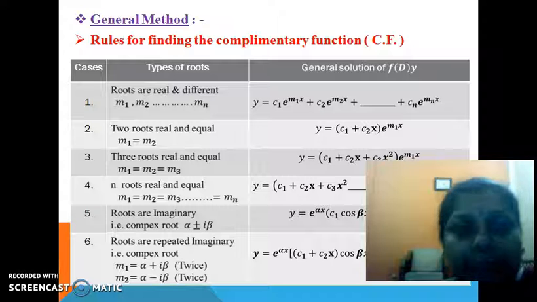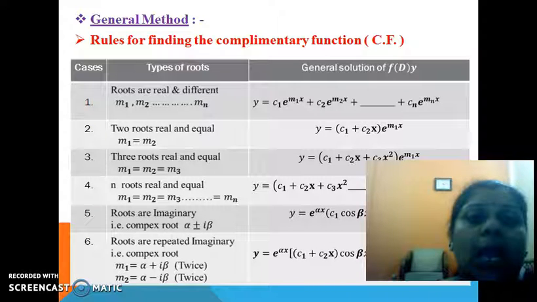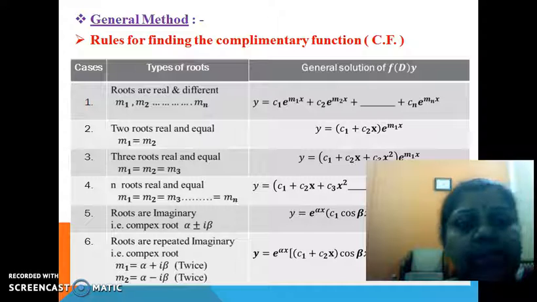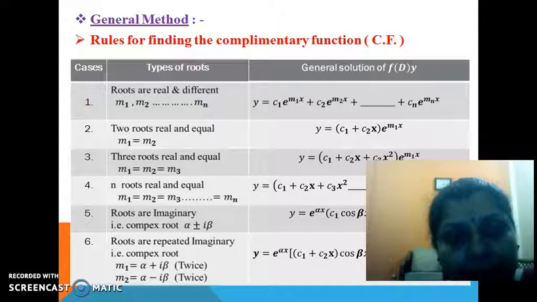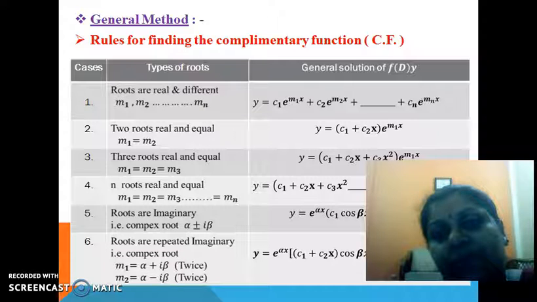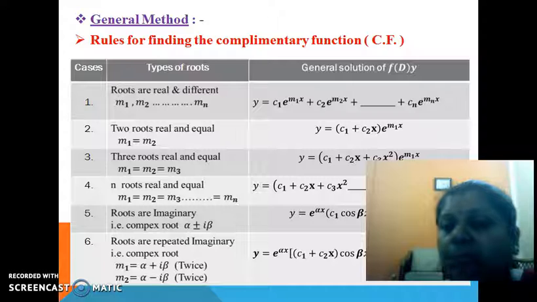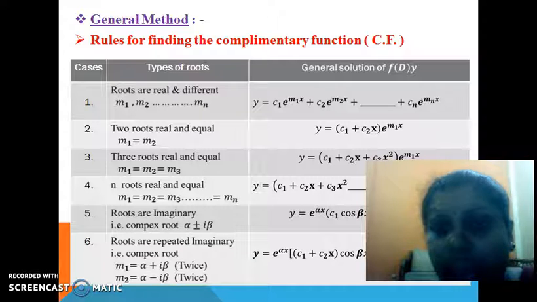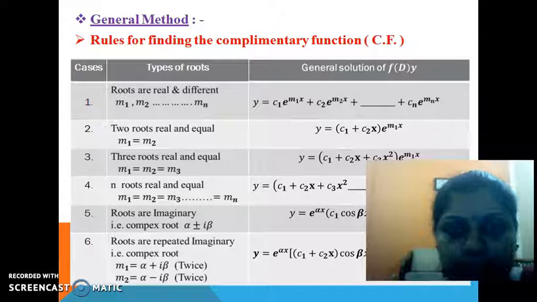First we consider m1, m2, m3, m4 and so on up to mn as the n roots, and all roots are real and different. That is, m1 is not equal to m2, m2 is not equal to m3, m1 is not equal to mn. Then the general solution of f(D) y can be represented by y = c1 e^(m1 x) + c2 e^(m2 x) + and so on + cn e^(mn x). In the general solution, c1, c2, c3 up to cn are the constant terms and m1, m2 up to mn are the real and different roots.